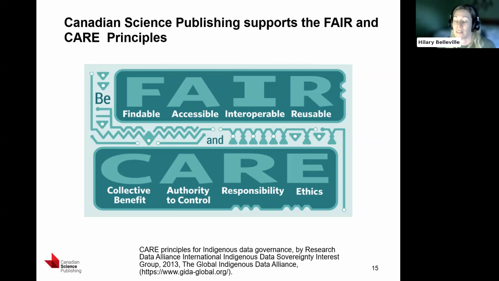So the CARE principles emphasize the importance of collective benefit of the data for Indigenous peoples, the importance of authority to control, recognizing and empowering the rights and interests of Indigenous peoples, responsibility, so to support Indigenous people's self-determination and nurture relationships and build capacity, and the importance of ethics. Indigenous people's rights and well-being should be the primary concern at all stages of the data lifecycle and across the data ecosystem.